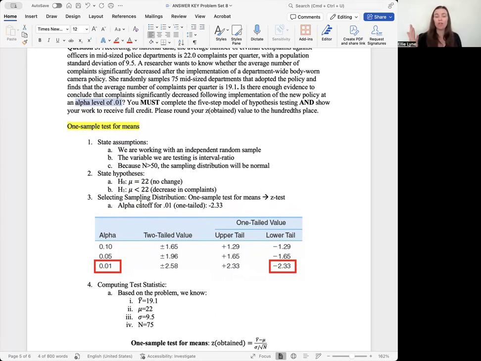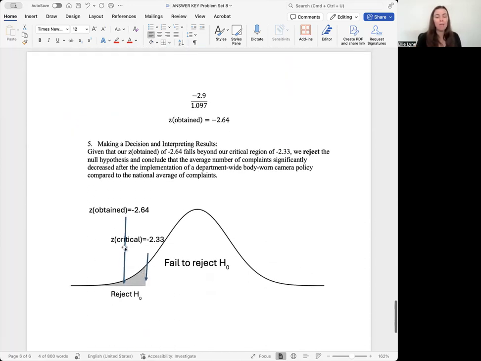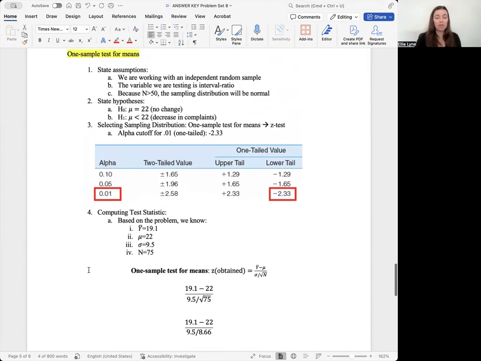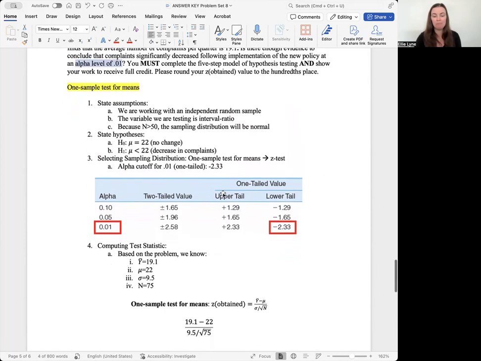As we saw in question number 1, we were only concerned with our lower tail here, but it's only the lower tail, right? Because we're only concerned with the decrease here. So with that being said, in an alpha level of 0.01, our lower tail boundary point, so what's going to serve as our rejection zone cutoff to our safety zone cutoff, is going to be negative 2.33 for an alpha level of 0.01, one-tailed, negative 2.33.